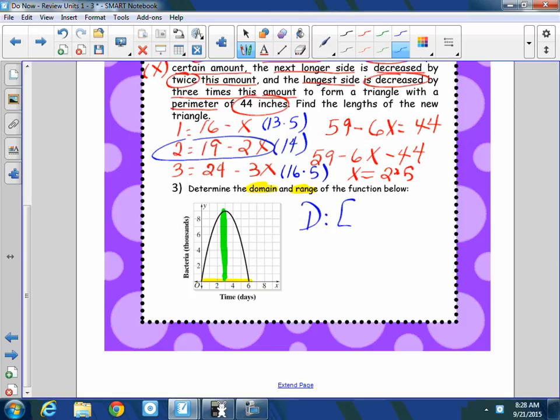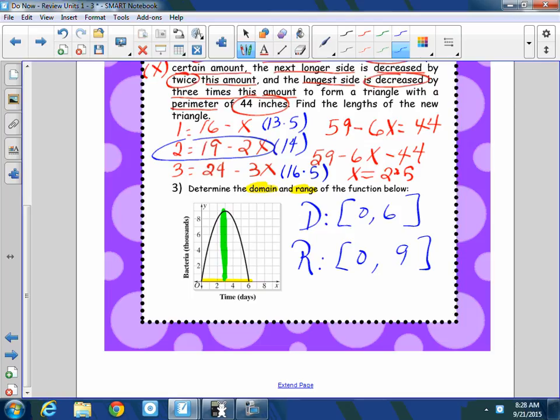Okay, so what's my domain? 0, 2, 6. And then 0, 2, 9. Very good. Now remember, most of the time it will be written with the inequalities, okay? Just make sure that you have the right numbers.